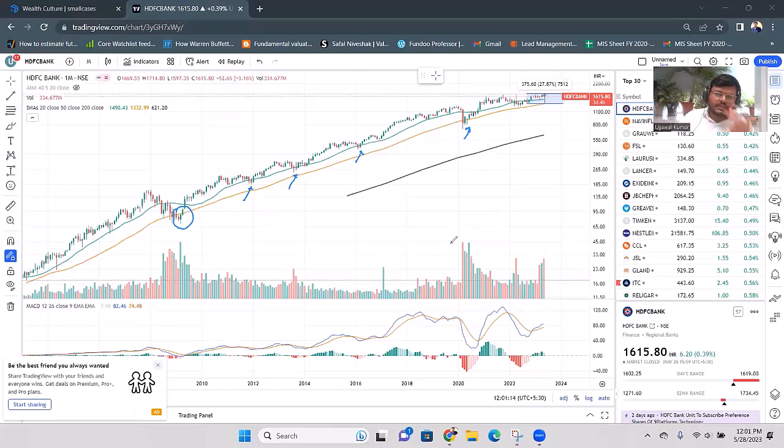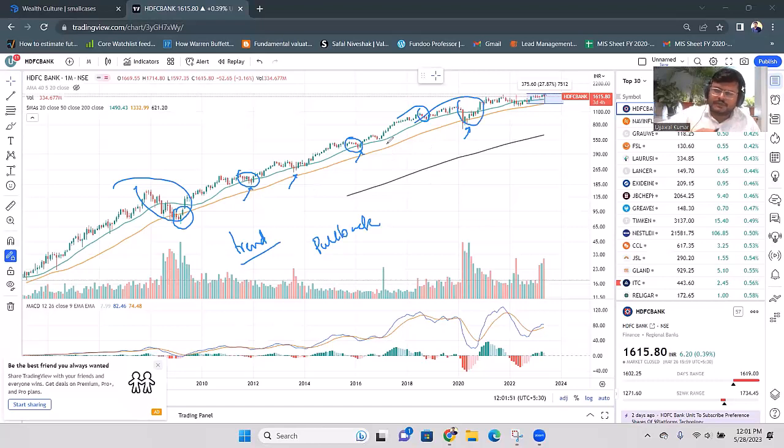Now let us look at what the MACD indicator is telling us. There is something called a pullback. When a stock is in a trend, then after some point of time, there is a pullback. So what you're seeing here is a pullback. This is a pullback. This is a pullback, right? Every 20, 25, 30% or whatever the rise is, after that, there is some pullback.